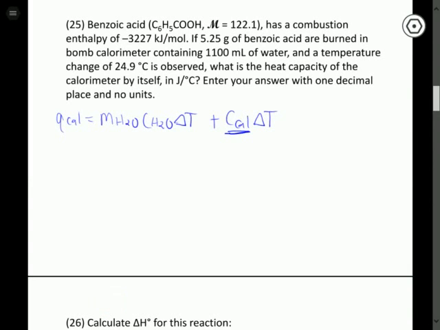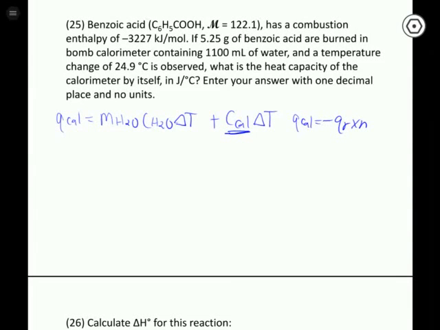To be able to do this, we have to figure out the heat that's absorbed by our calorimeter, remembering that the heat absorbed by the calorimeter is equal and opposite to the heat involved with the reaction. So Q cal is equal to minus Q for the reaction. If we can figure out what the heat of our reaction is, then we just take the negative of that to get the heat for the calorimeter.